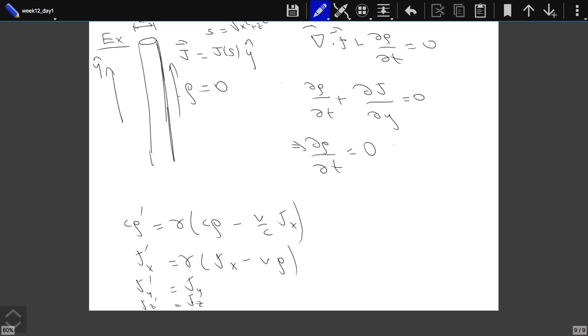So what will be the rho prime? Minus gamma V over c. Rho is 0, Jx is 0, so this is 0. Jx prime will be, well, Jx is 0, rho is 0. Jy prime is Jy, Jz prime is Jz. Jz is also 0. This is equal to Js.